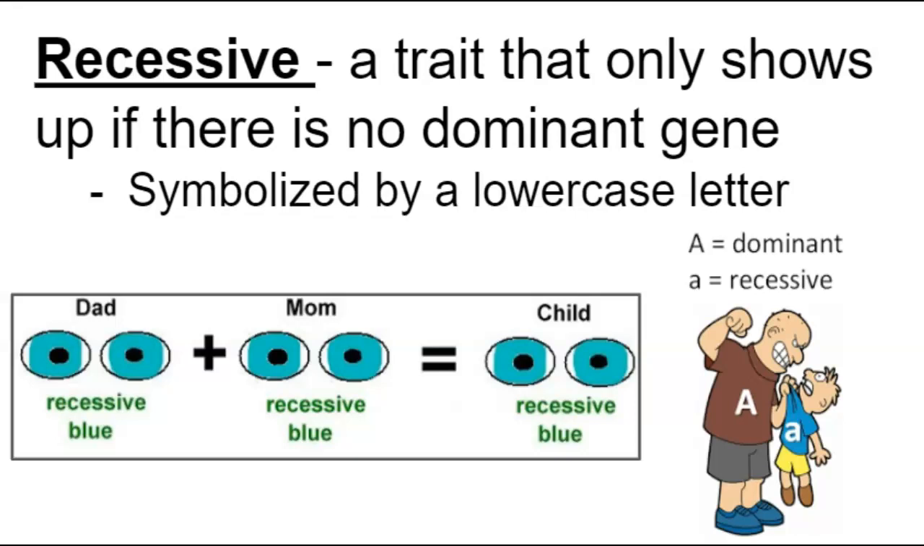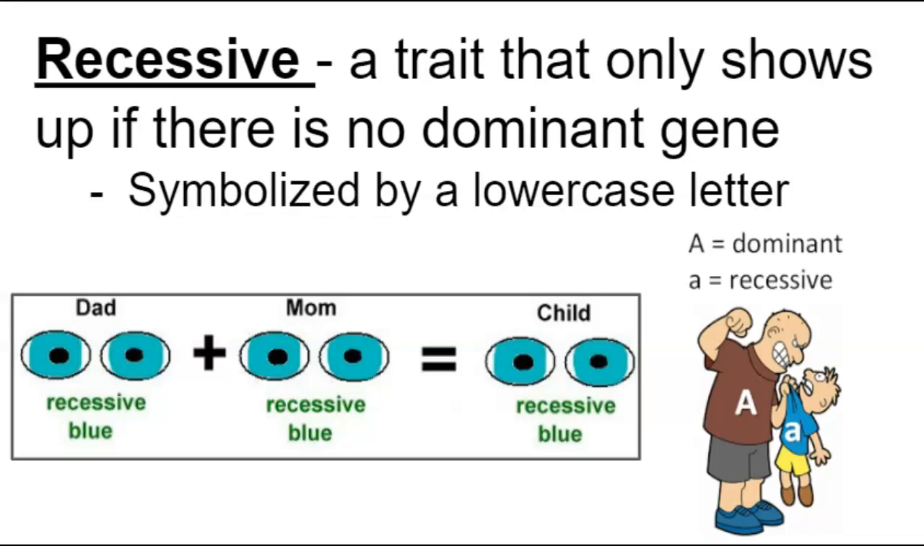So remember we talked about cystic fibrosis? Richard had two mutated copies. He had two mutated copies of the gene and therefore he had the disease. So sometimes for diseases you need two copies of that gene because it's recessive.